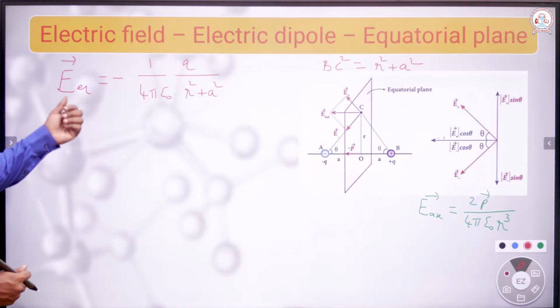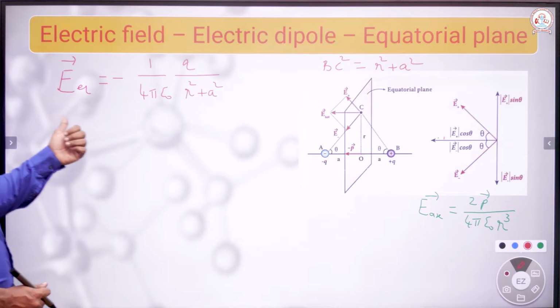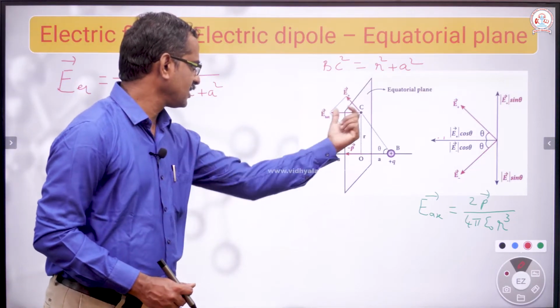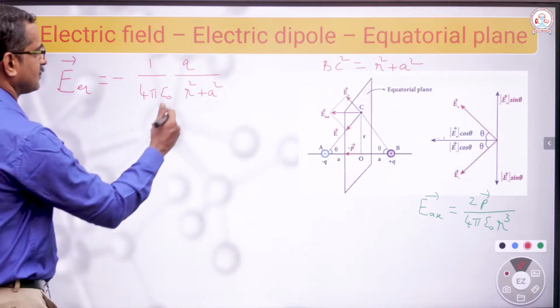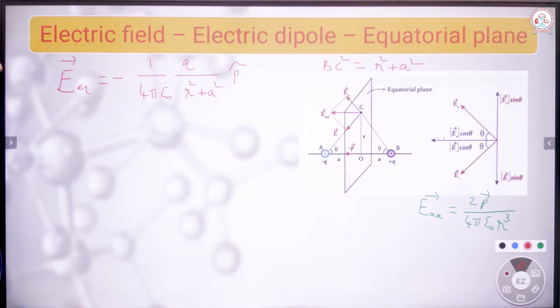This is a vector quantity, and it is acting along the direction opposite to the electric dipole moment. You can just add P cap here, the unit vector.